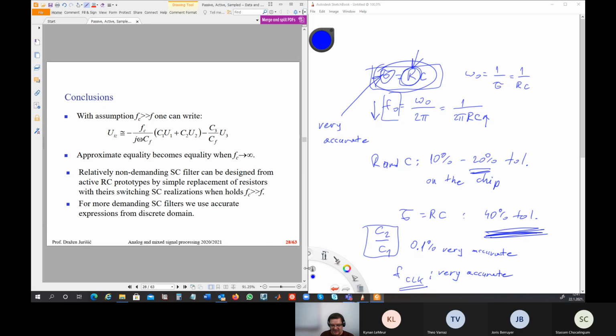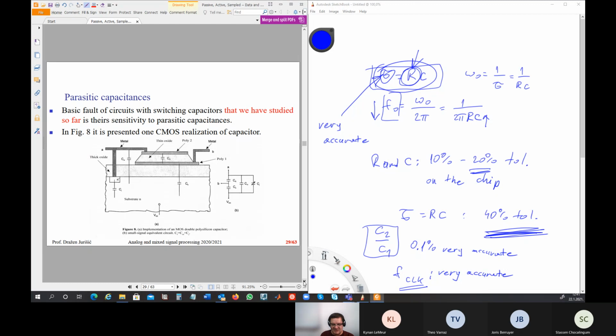And we can say relatively non-demanding switch capacitor filters can be designed from active RC prototypes by simple replacement of resistors with their switching SC realizations when these frequencies of operation are like this. For more demanding switch capacitor filters, we must use accurate expressions from the discrete domain. This is what we are going to use.